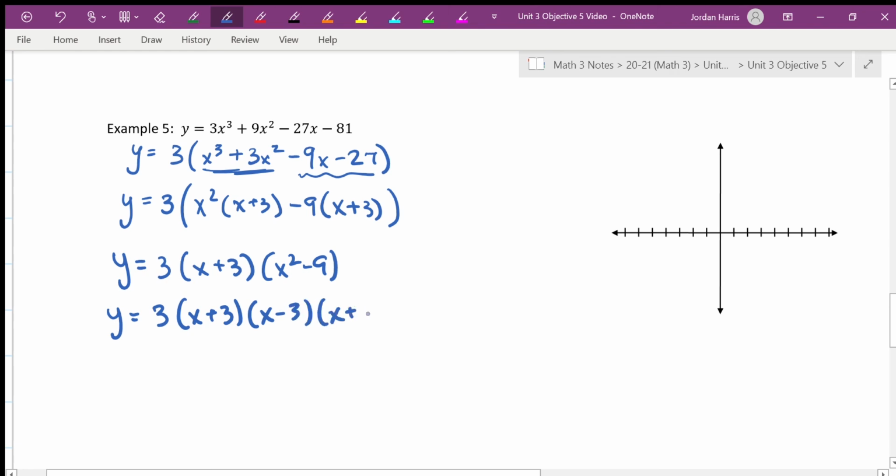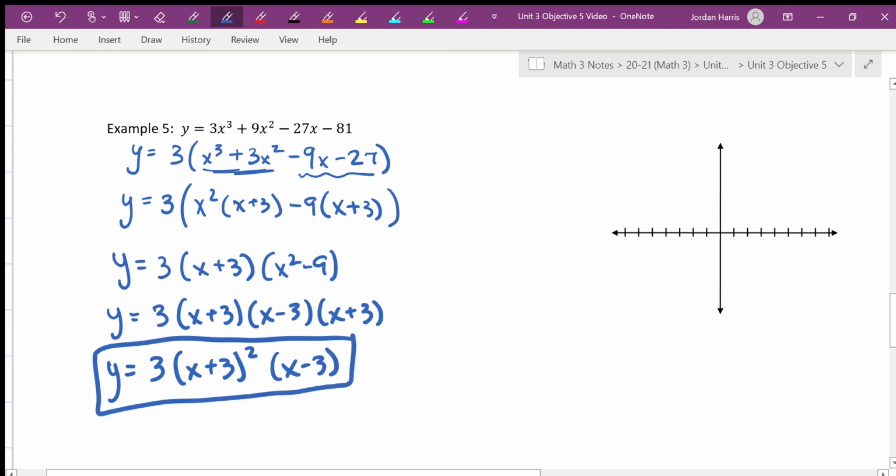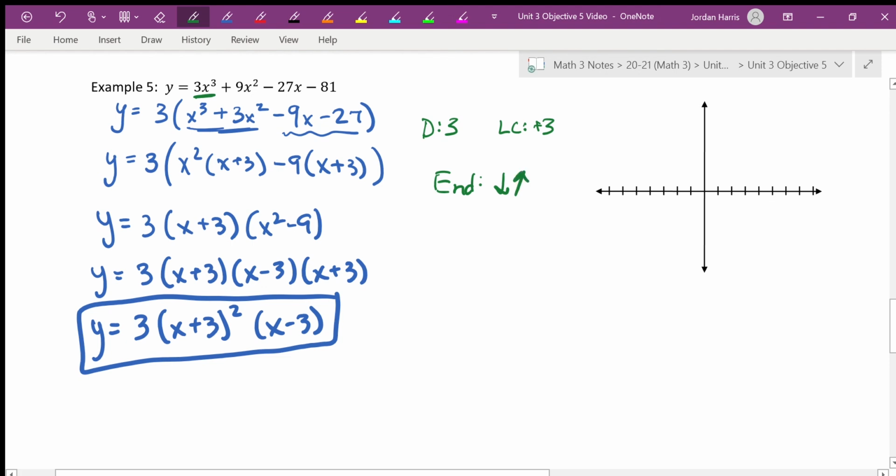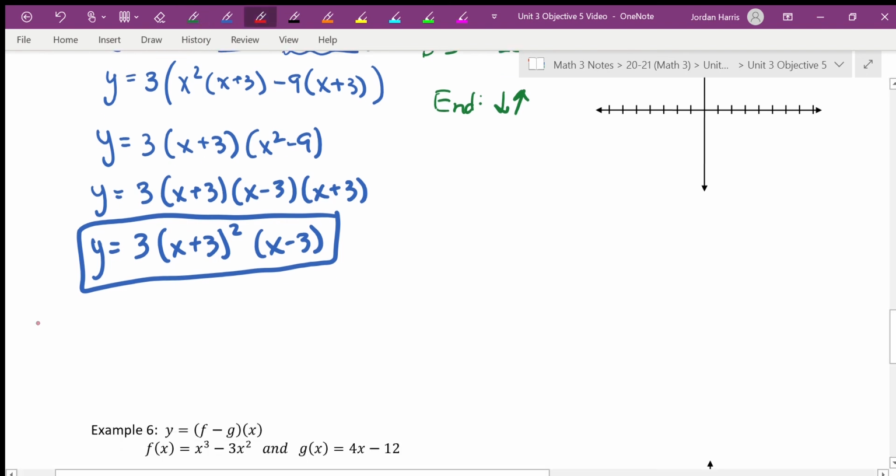And notice I have 2 x plus 3s, so to get this correct, I've got to combine those. So x plus 3 squared, x minus 3. So now we're going to have something with a multiplicity of 2. Okay, so we get our degree, which, look at the original problem, the leading term is 3 again. It's coincidence, don't think it's always 3. Positive 3 for my lead coefficient, and my end behavior happens to be the same, down, up. We've seen all sorts of them.